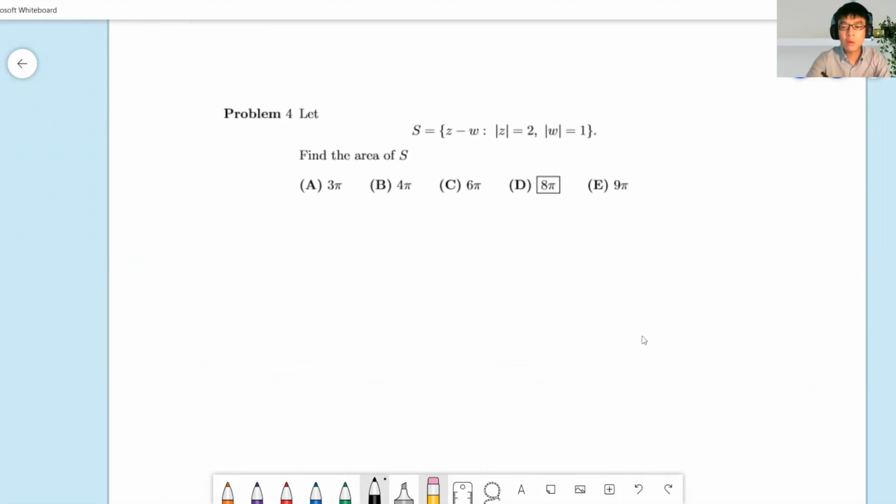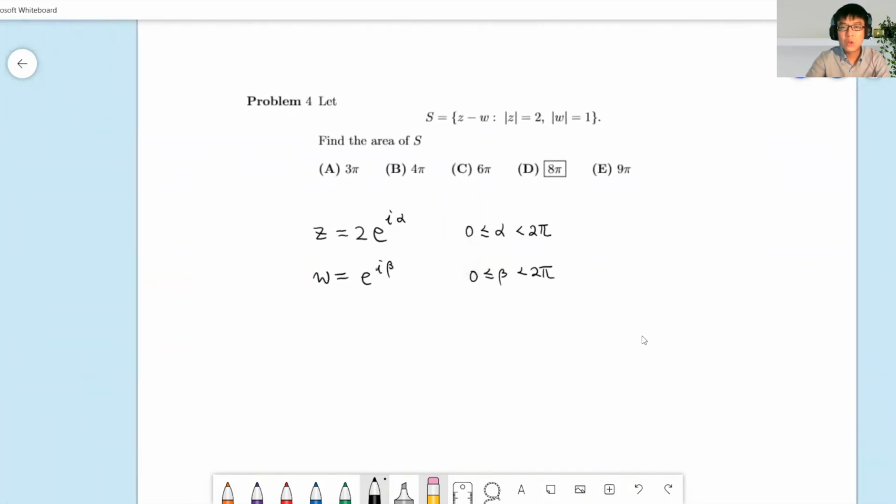Because z has modulus 2, we can write z equals 2 e^(i alpha). Alpha is the theta, the angle here. So alpha could be any angle between 0 and 2 pi, so it goes through all such z. Similarly, w equals e^(i beta). Also, beta can be any angle, between 0 and 2 pi.